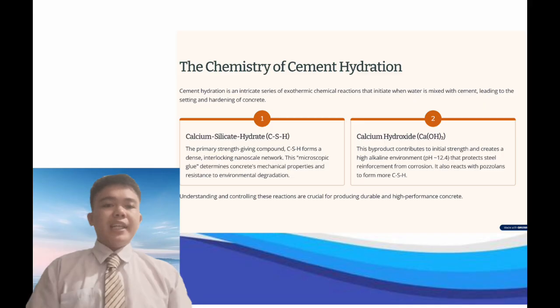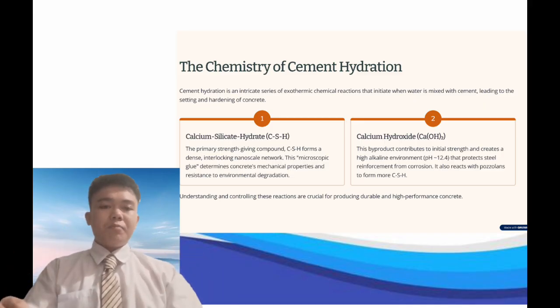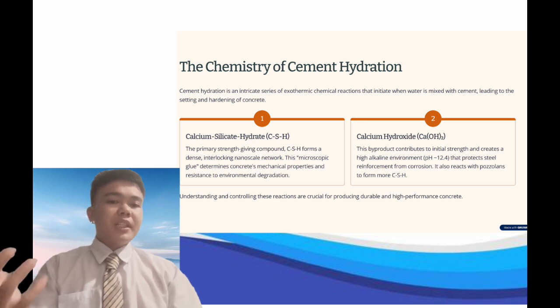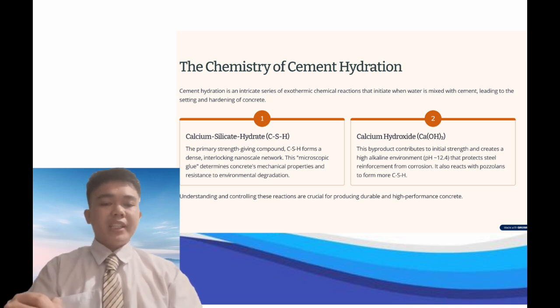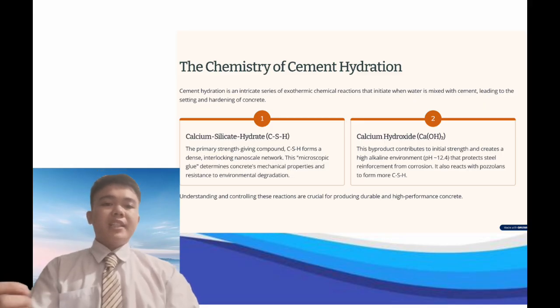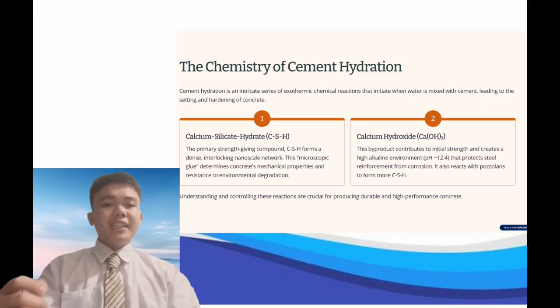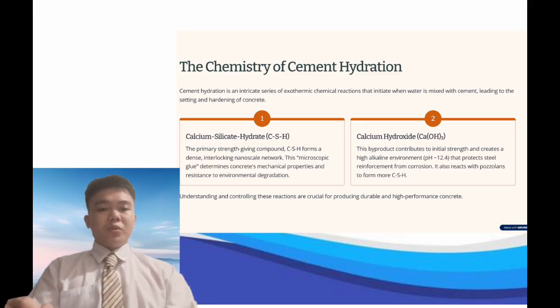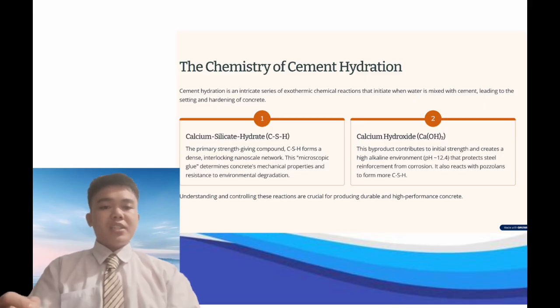The cement reacts with water through a series of exothermic hydration reactions that form calcium silicate hydrate. It is the primary strength-giving compound and is the essential binder in concrete, formed when cement reacts with water, providing its strength, density, and durability. By interlocking particles at the nanoscale, this complex layered gel has a variable composition of C/S ratio and structure, acting like a microscopic glue, determining concrete's mechanical properties and resistance to environmental degradation.